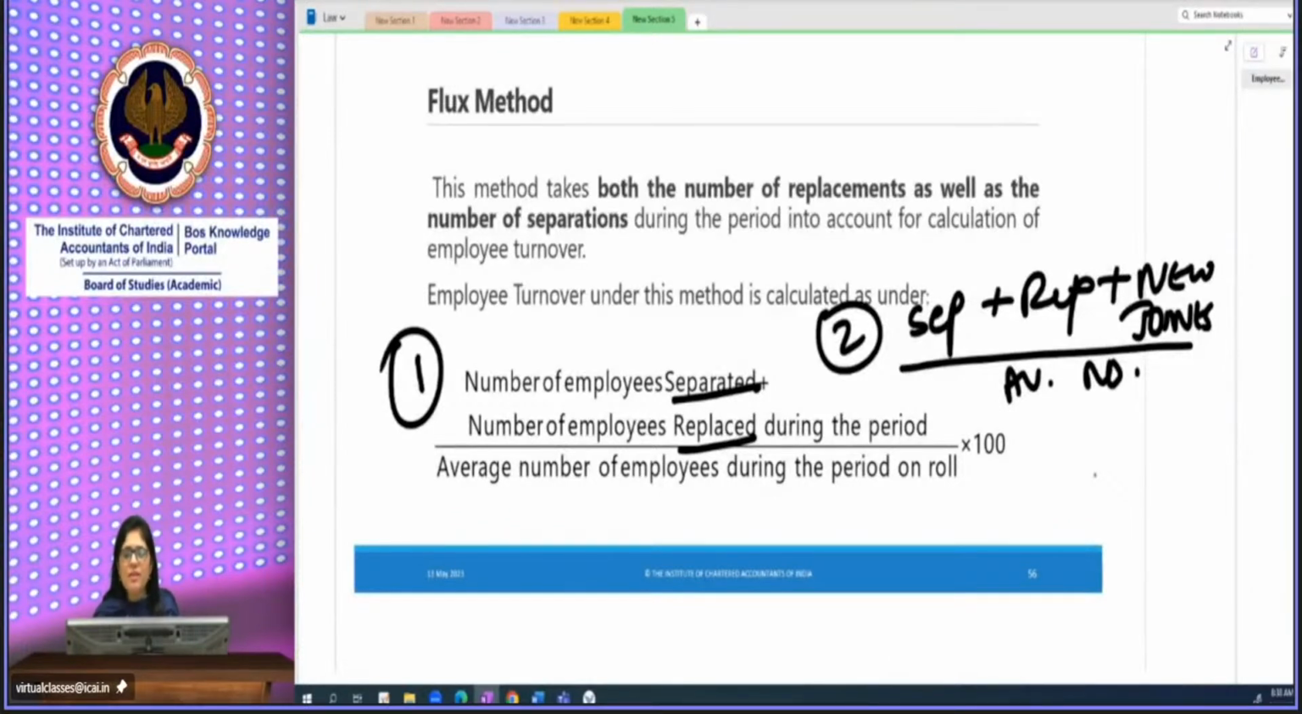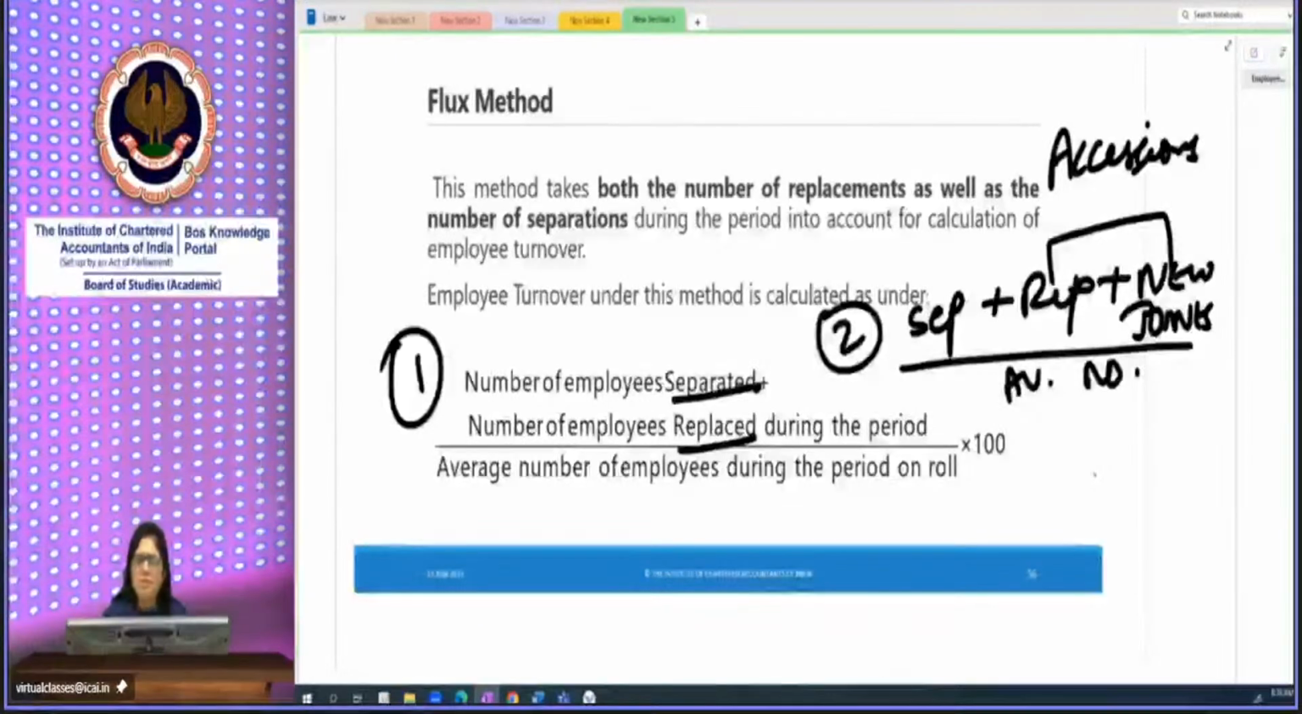There is a difference between replacement and new joinees. Together they are called accessions. Accessions means the total number who joined, so replaced plus new joinees. So separations plus replacements plus new joinees, where replacement plus new joinees we call accessions. Clear? Divided by the average number, of course, multiplied by 100. So this is the flux method where we take a combined number: how many have left, how many have been replaced, and how many have joined.